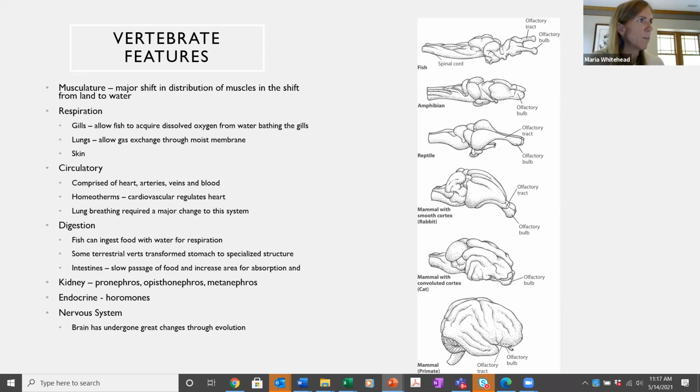And then the nervous system and the evolution of the brain throughout vertebrate evolution is its own fascinating story. And we see the different structures of brains as we go from fish to mammals in the figure on the right.